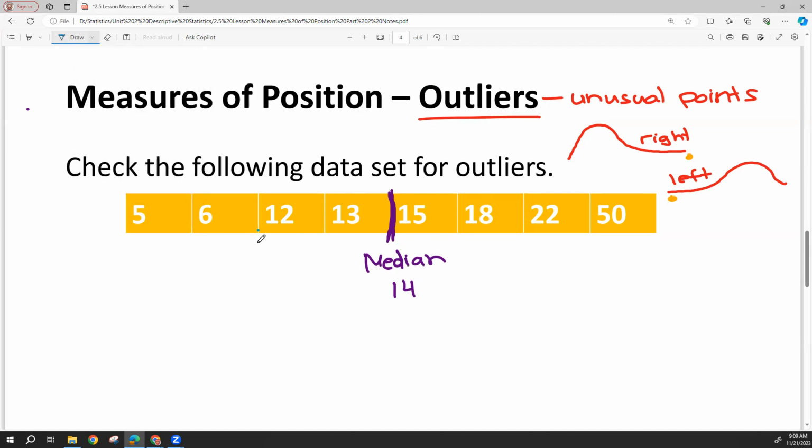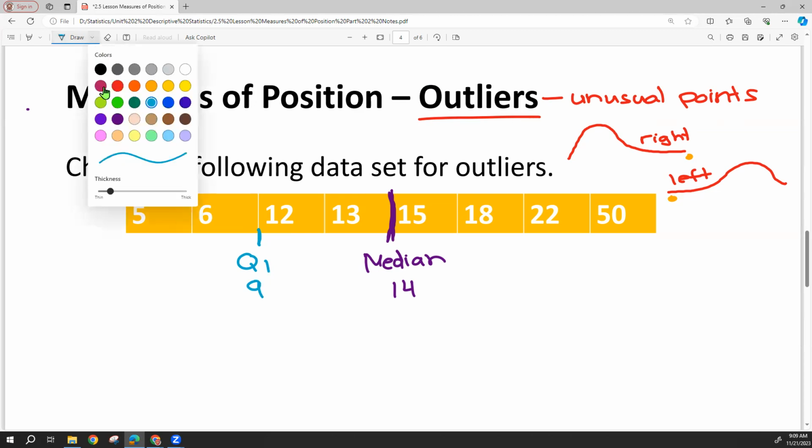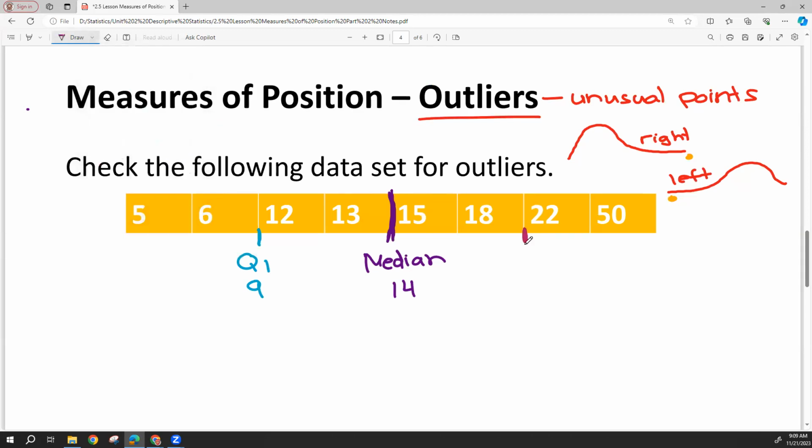Q1 is going to be right here, the median of our lower half. Q1 is going to be right between 6 and 12, which is 9. Again, you can calculate this on Excel if you want to. Q3 is going to be in the middle of our upper half. Between 18 and 22 is 20.